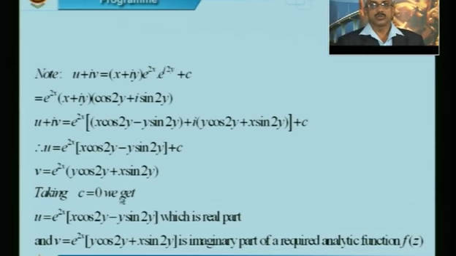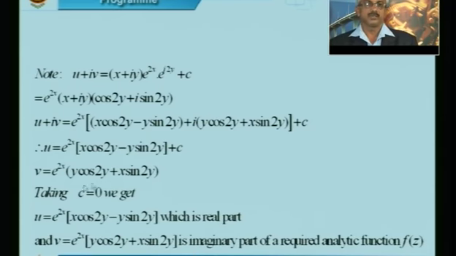Taking c equal to 0 in this case, we get u equal to e^(2x)(x cos 2y minus y sin 2y), which is the real part, and v equal to e^(2x)(y cos 2y plus x sin 2y), which is the imaginary part of the required analytic function.